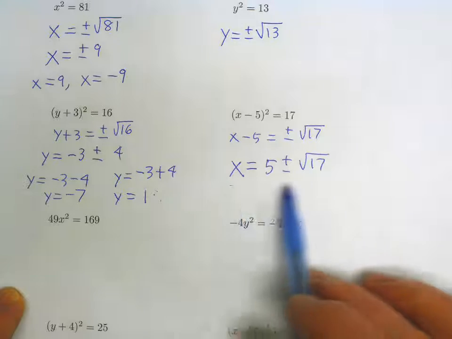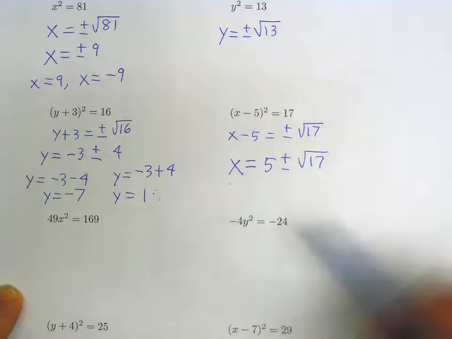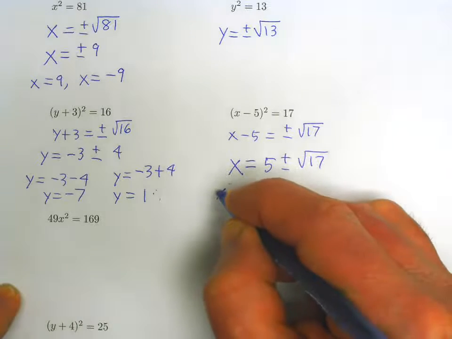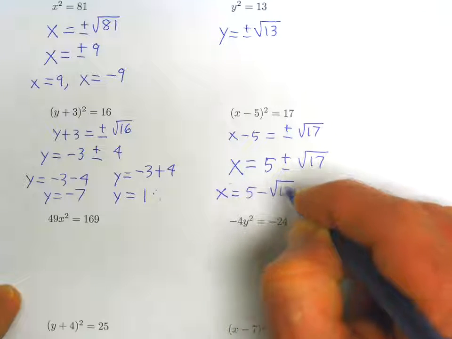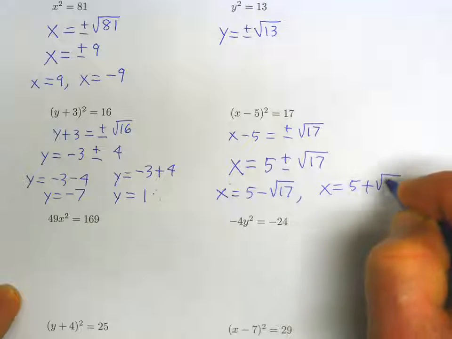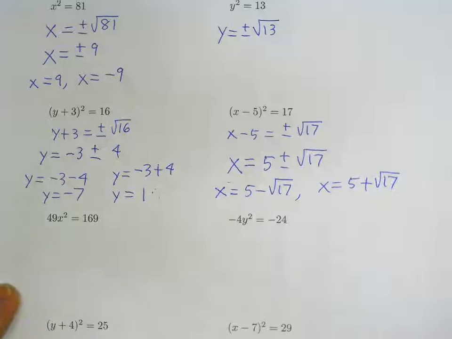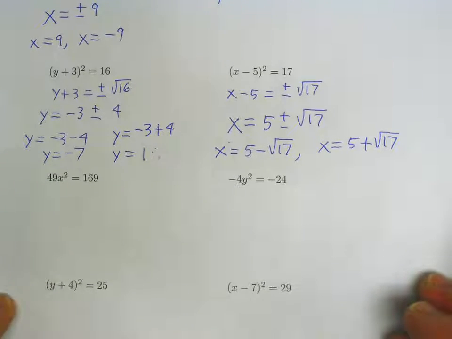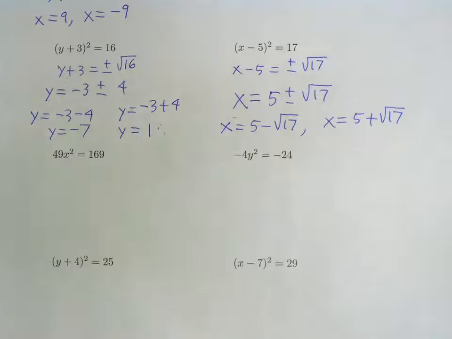This is a perfectly fine way to write the solutions, but I'll write them separately just so you can know what to expect. One of the solutions is 5 minus the square root of 17. The other solution is 5 plus the square root of 17, if you write them separately. Okay, so we're getting the hang of this. Some of the next examples won't be that much more difficult, if at all.